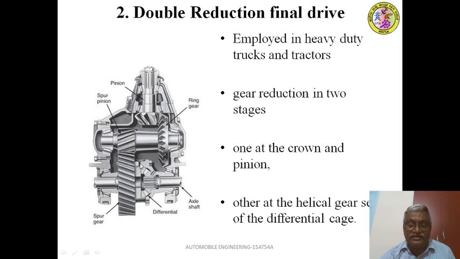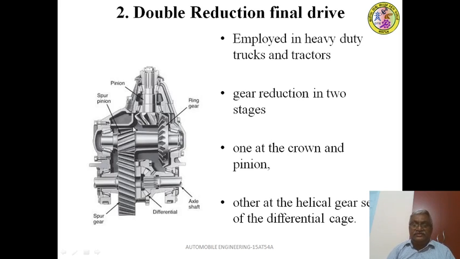Already you know the function of the differential as well as the function of this final drive. So here the reduction takes place twice. That is why it is called double reduction final drive. What is the necessity of double reduction? By double reduction we will get more gear ratio. As the gear ratio increases, we are going to get more torque. More torque means it produces more tractive effort.